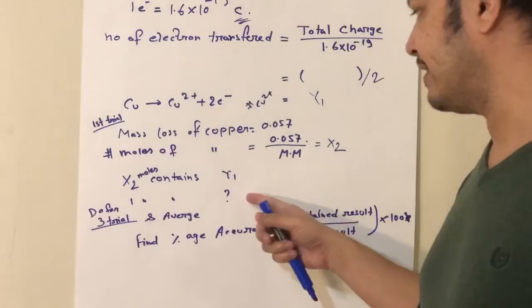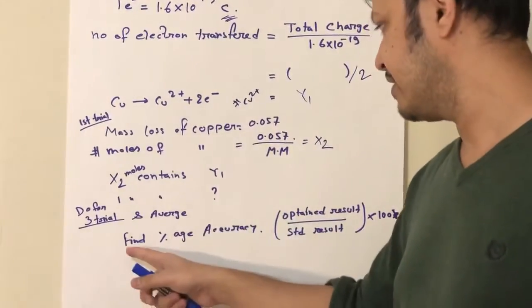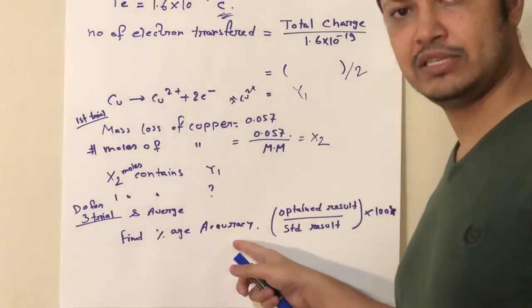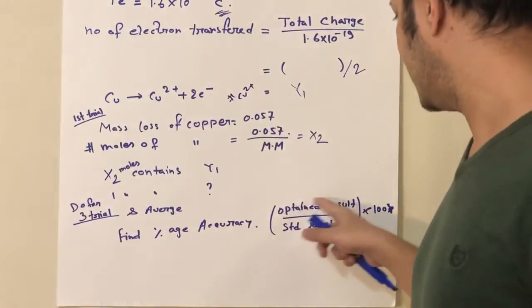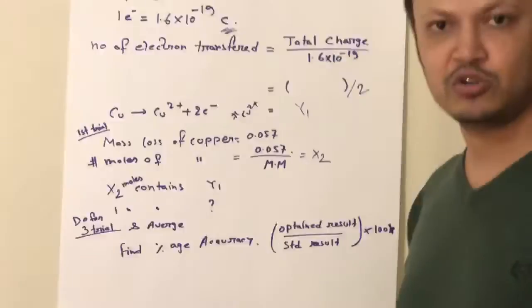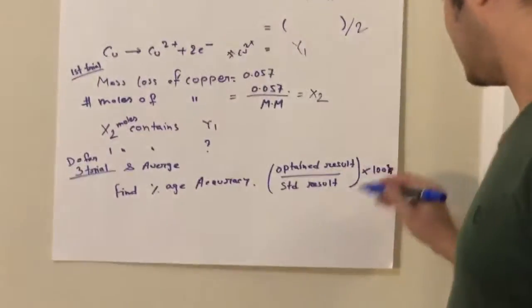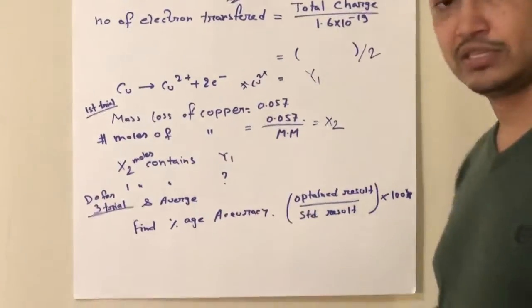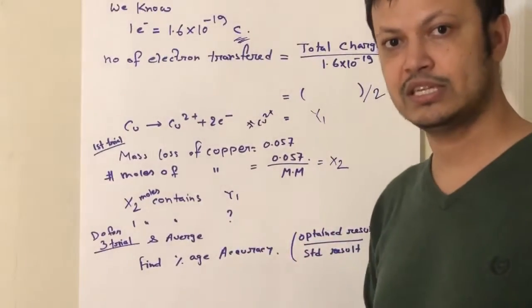Suppose whatever value you get here, find the percentage of accuracy. How can you do that? The obtained result, divided by the standard result, that means 6.022 × 10^23, and multiplied by 100. That is the percentage of accuracy, how perfect your result is.